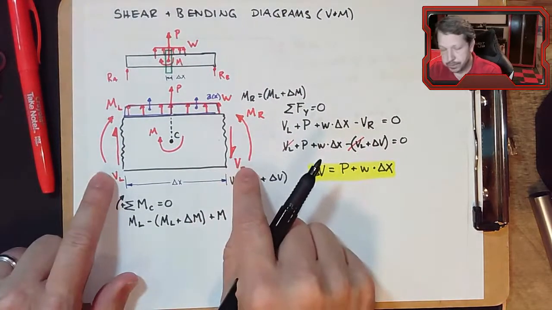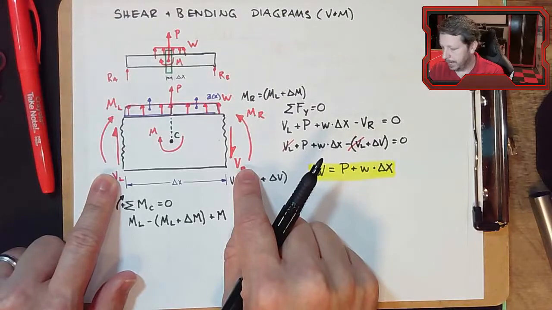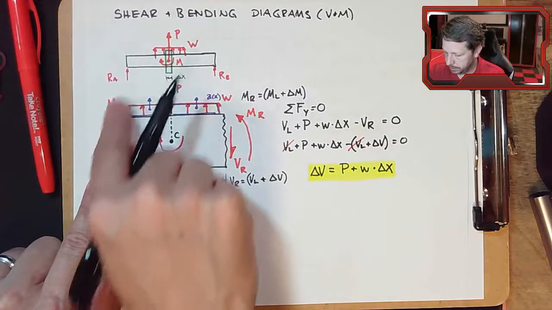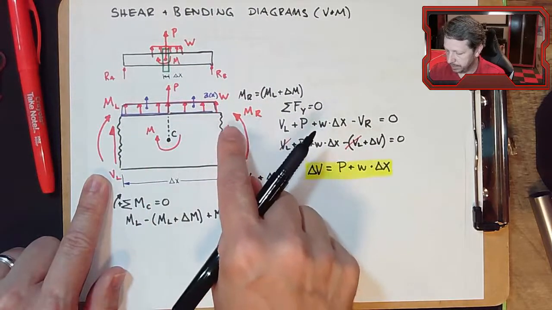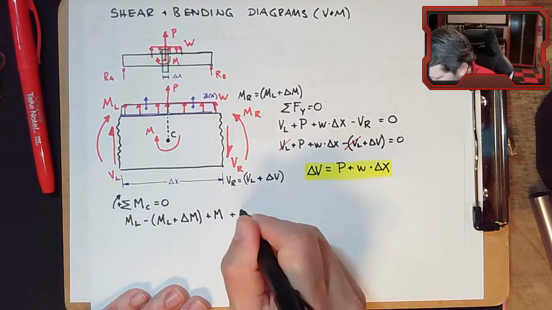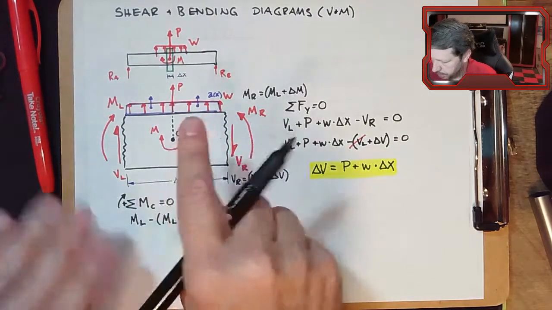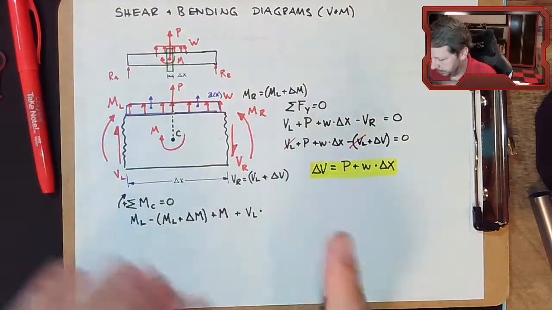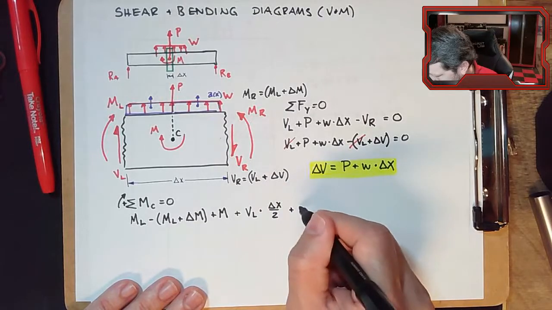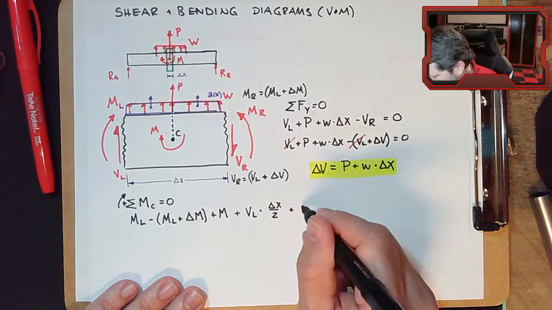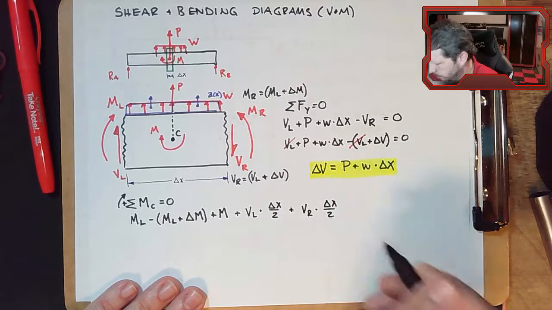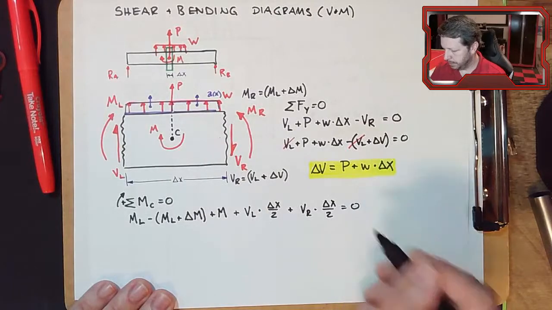I do have to deal with these shear forces, though. How I'm going to do this is they're both clockwise, right? VL goes around C clockwise, and VR goes around C clockwise. So here's what I'm going to do. Plus VL times, and this moment arm would only be half of delta x, so delta x over 2, plus VR times delta x over 2. All of this has to add to 0.